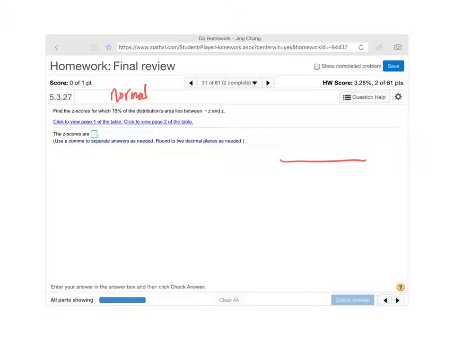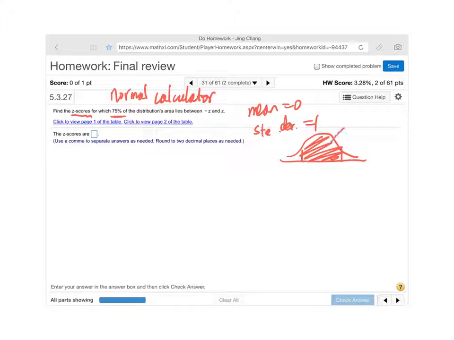Okay, this problem, if you graph that, we'll also use the normal calculator because you're given a probability. This is like a probability percentage. You want to find the z-scores. So the mean is 0 and the standard deviation is 1 for the standard normal distribution. Then if you graph that, it's 75% between, or 0.75. 75% is 0.75, and you're looking for these two z-scores. So just use your normal calculator, put 0 for mean, 1 for standard deviation, and then put 0.75.